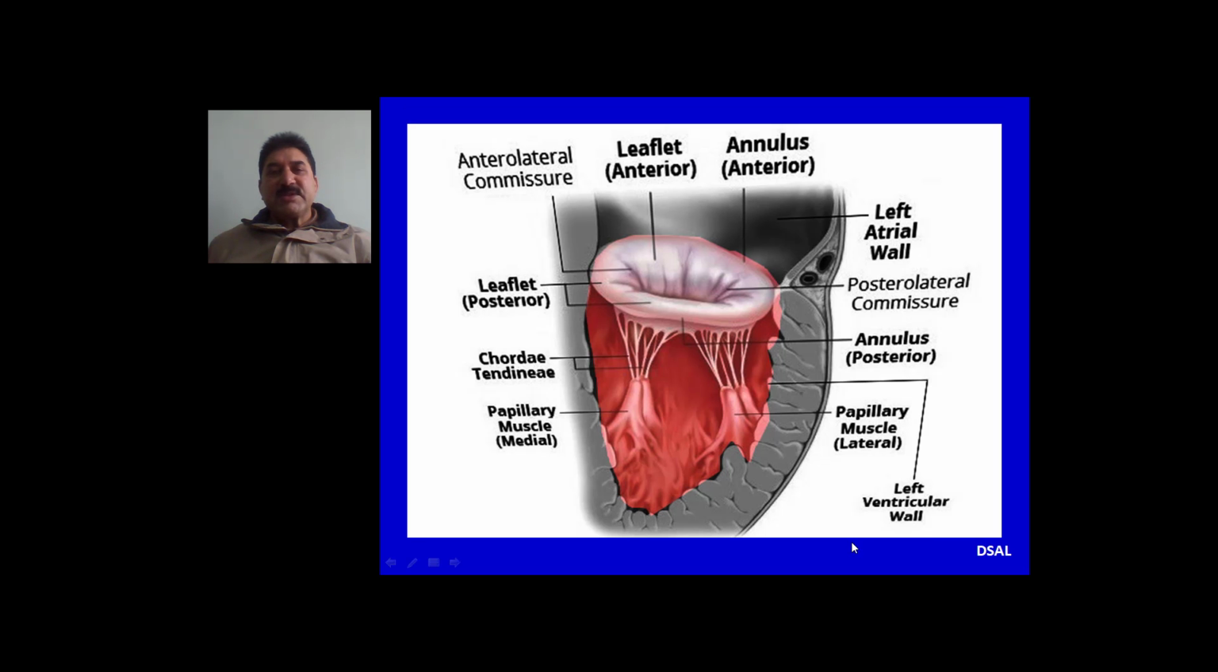Let us describe the structure of the mitral valve. The mitral valve has two leaflets: the anterior, which is attached to the anterior papillary muscle, and the posterior, which is attached to the posterior papillary muscle by chordae tendineae. It is surrounded by a fibrous ring.